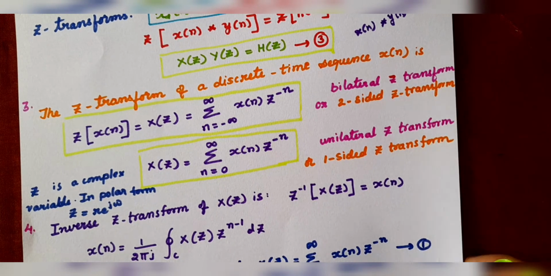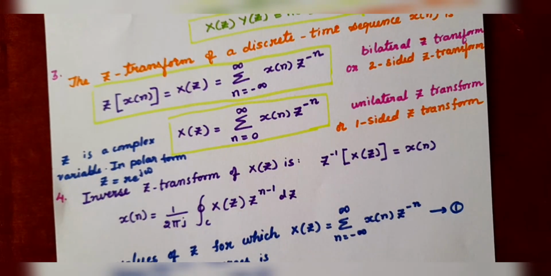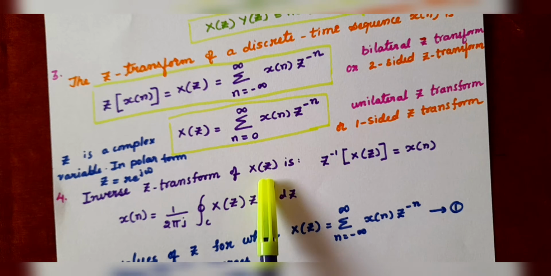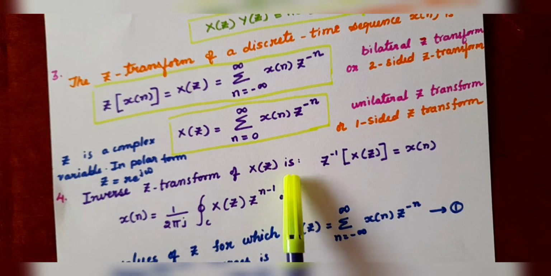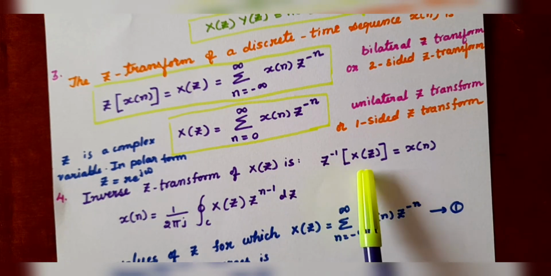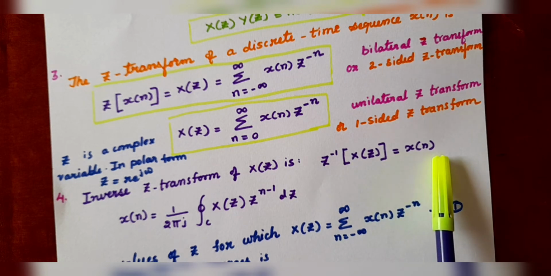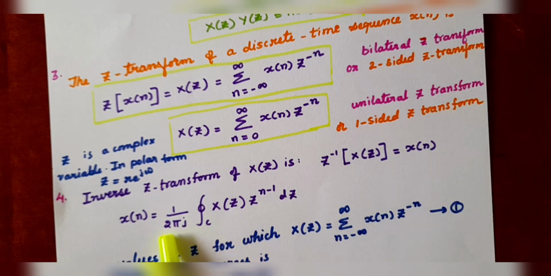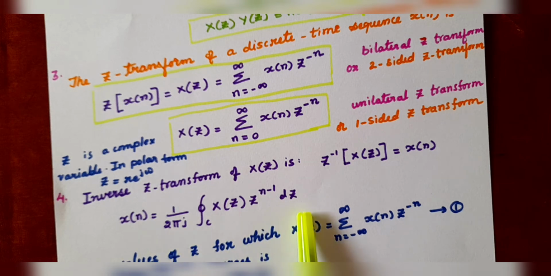Okay. Coming to the fourth point, inverse Z transform. Inverse Z transform of X of z, how do we write? Z inverse of X of z is written as x of n. Its formula is this one, x of n is equal to this.